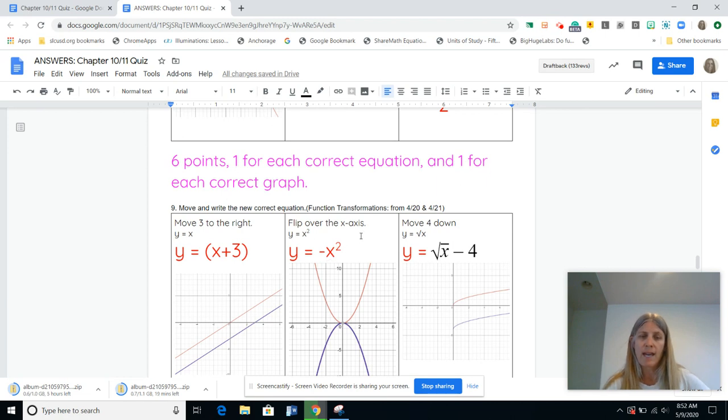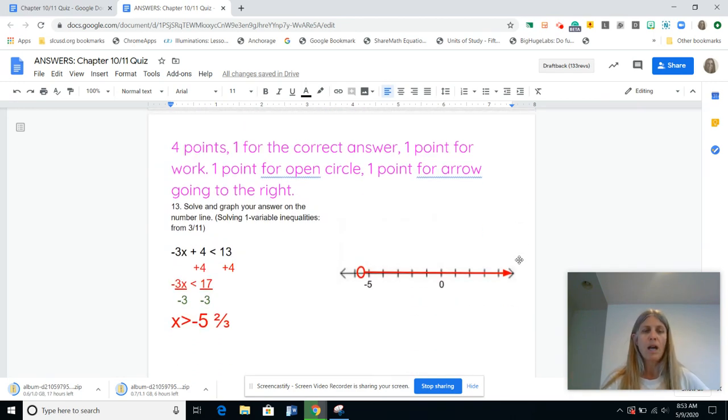Now we flip over the x-axis, and we're going to simply make that a negative. Notice there's no parentheses. If we had parentheses, it'd be staying exactly the same. And finally, we have negative x minus 4. And notice that our minus 4 is on the outside. So when we move up or down, we just take whatever our parent function is, and then we don't put it around parentheses, but we put it on the outside. So 6 points for this problem.